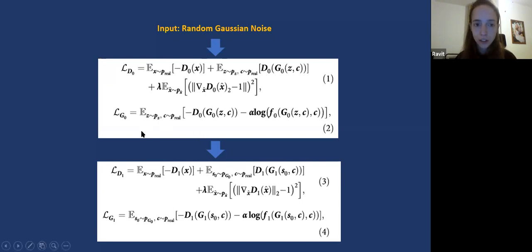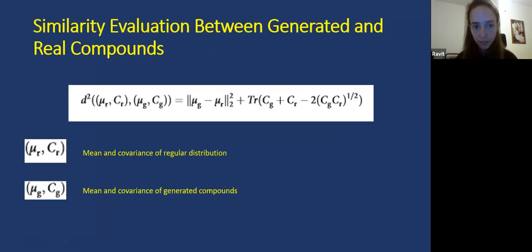Here in the loss function of the generator, the F function's job is to calculate the probability of the compound to be from a certain type, here as well. And alpha and gamma are regularization parameters in this model. This is the similarity evaluation between generated and real compounds. They calculated the similarity using the mean and covariance of the real distribution and the mean and covariance of the generated compounds.